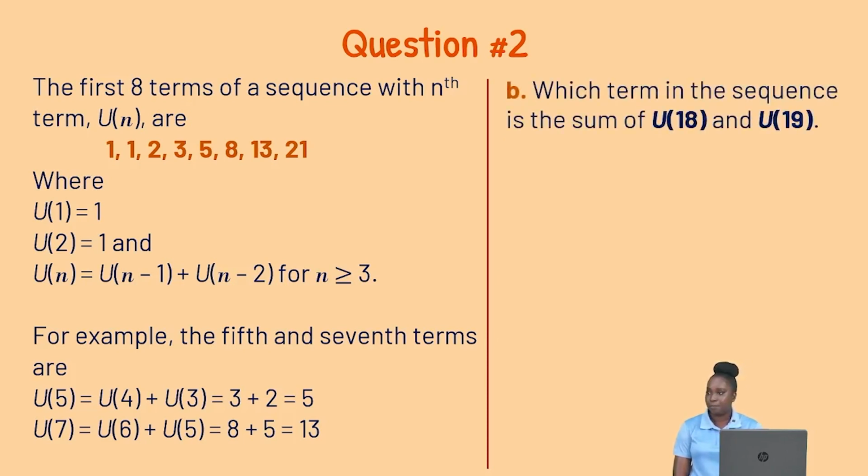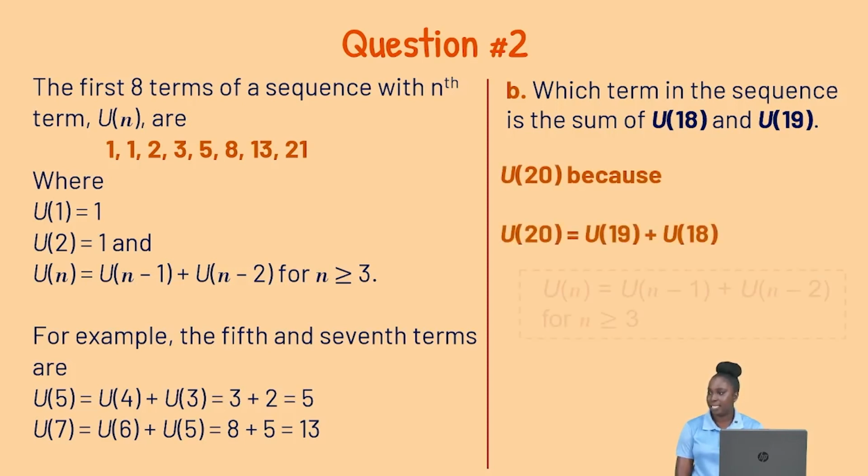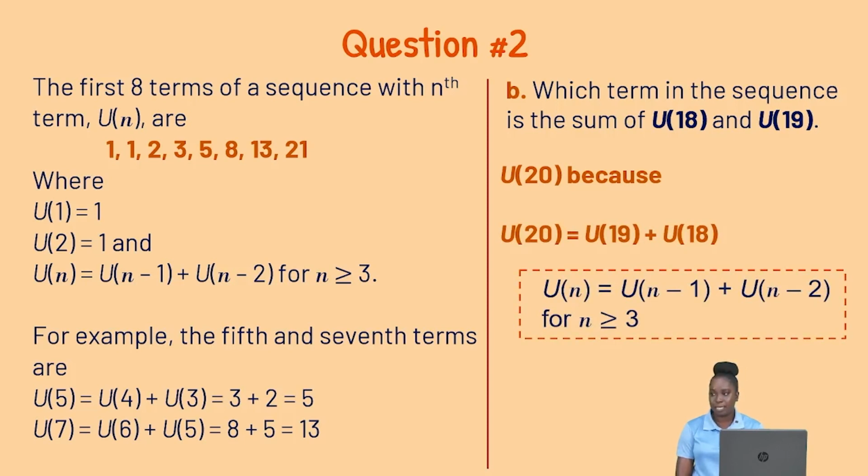Let's look at part B. Which term in the sequence is the sum of u of 18 and u of 19? Well, we know that based on the information that we were given, u of n is equal to u of n minus 1 plus u of n minus 2. So when we look at u of 18 and 19, that tells us that it has to be u of 20, because u of 20 would be equal to u of 19 plus u of 18, and that's based on the information that was given.